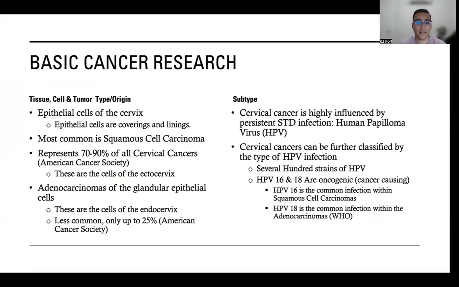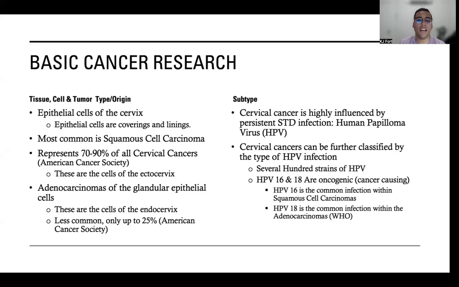So I had our basic cancer research, and the cells of origin are the epithelial cells of the cervix, which are typically found on the ectocervix, representing about 70 to 90% of all cervical cancers. The less common adenocarcinomas of the glandular epithelial tissue on the endocervix represent about 25%, according to the American Cancer Society. So the subtype is further classified for these based on the strain of HPV virus.